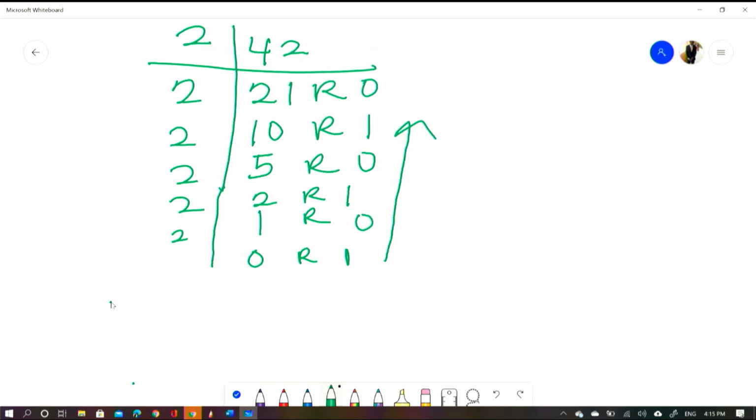Now the answer will be written from bottom up. So if you write it from bottom up, you have 1 0 1 0 1 0 in base 2. This is the answer for converting 42 in base 10 to binary.